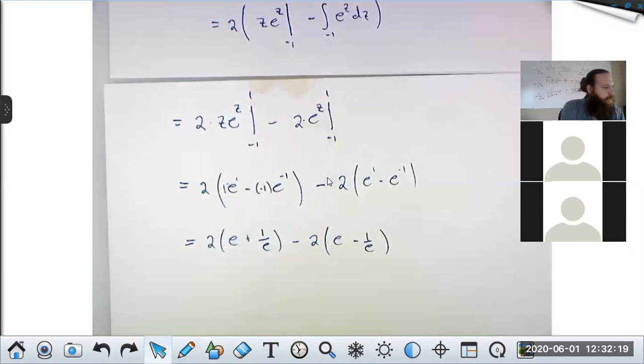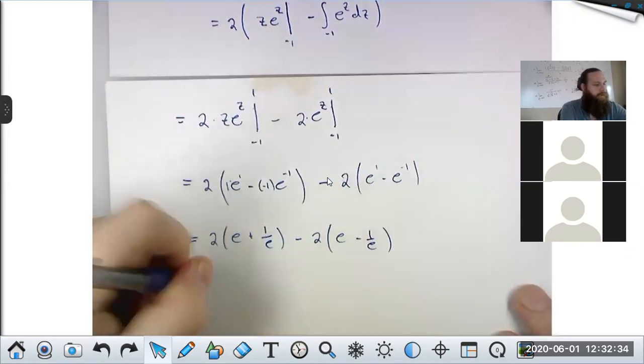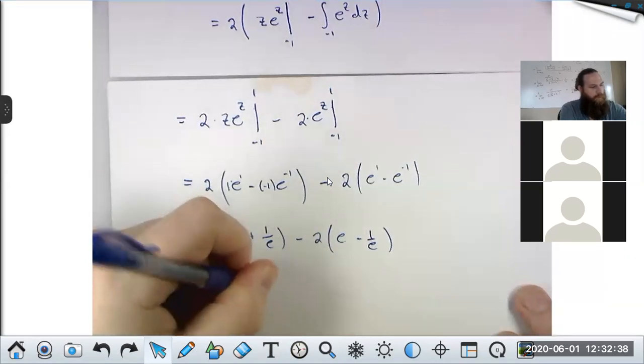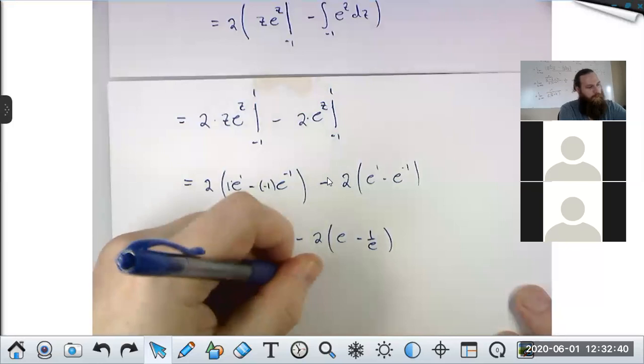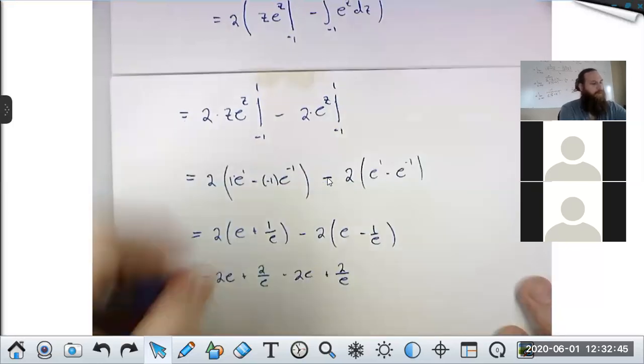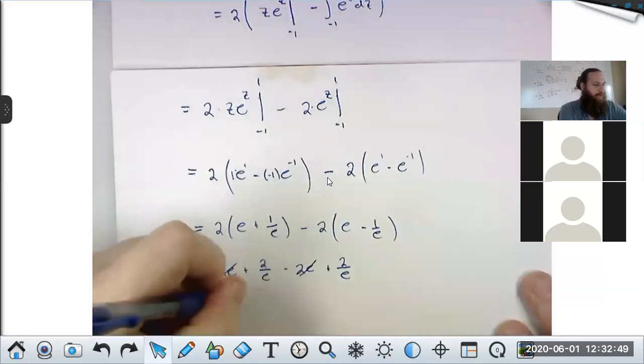And what can we do with all of this? I guess we factor out the 2. Yeah, so I didn't need to distribute that. Combine our like terms, so I've got the e showing up positive here, showing up negative here. I'll write it all out. Why not? 2e plus 2 over e minus 2e plus 2 over e. So these guys cancel, and we get 4 over e.